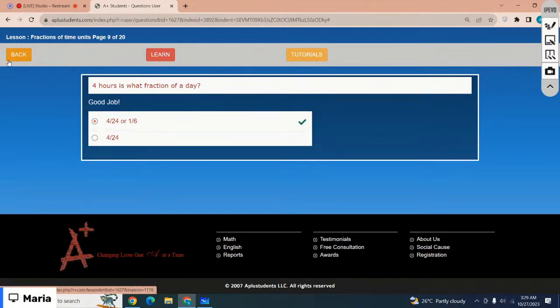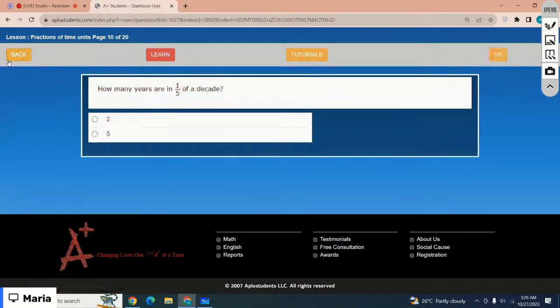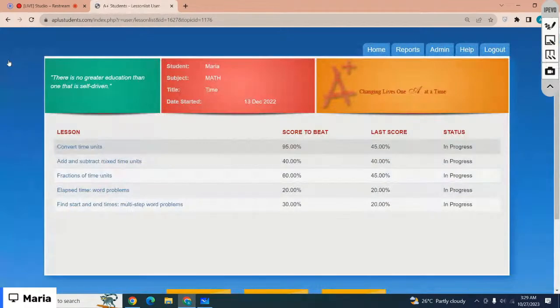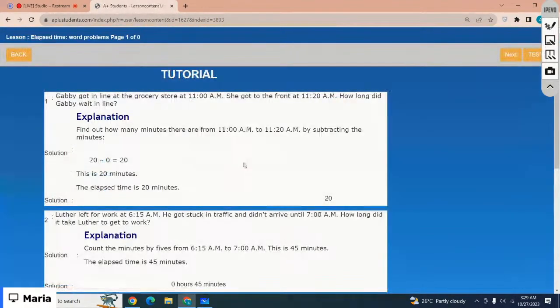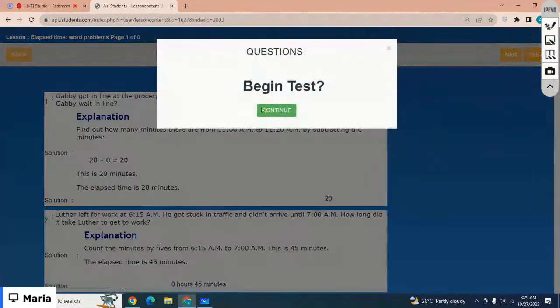Okay, you can complete the lesson by yourself later today. Let's just move on to the next lesson. The next lesson is elapsed time word problems. Okay, let's just start with the test questions.